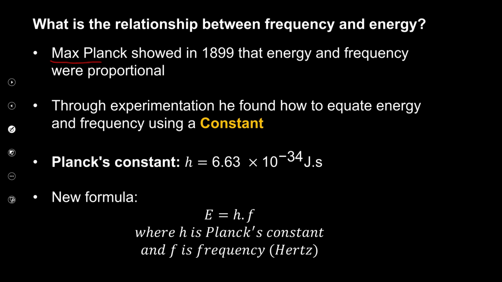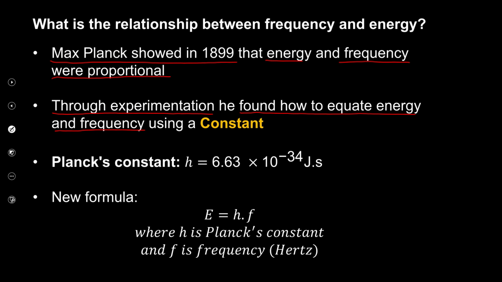Max Planck was able to show in 1899 that the energy and the frequency of electromagnetic radiation was proportional. But he was not satisfied with this discovery. He wanted to be able to calculate the energy for any particular electromagnetic radiation at a certain frequency or wavelength. So what did he do? Well, he did a series of experiments, and through experimentation, he found how to equate the energy and the frequency, i.e., how to get an equation that would give us how frequency and energy are related.